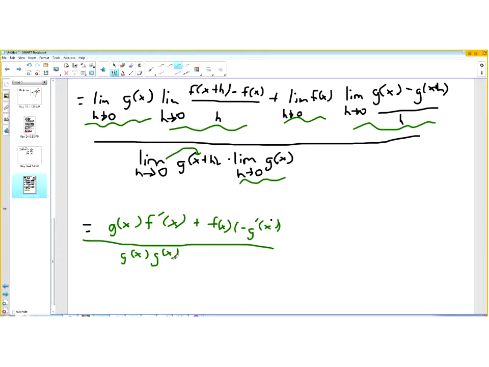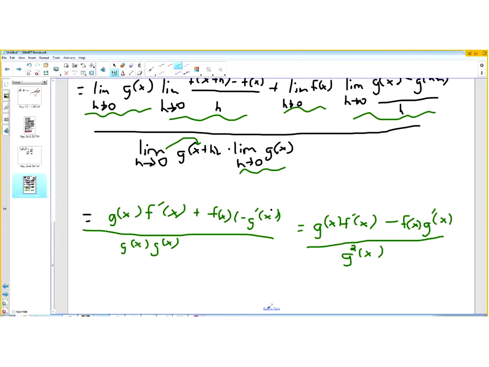All right, so now we can simplify this. This would be g of x times f prime of x minus f of x times g prime of x, and the denominator becomes g squared of x. So this is the rule for the derivative of a quotient of functions.